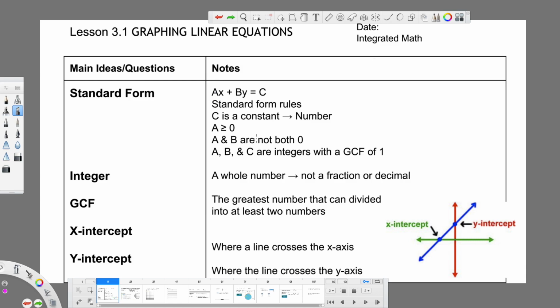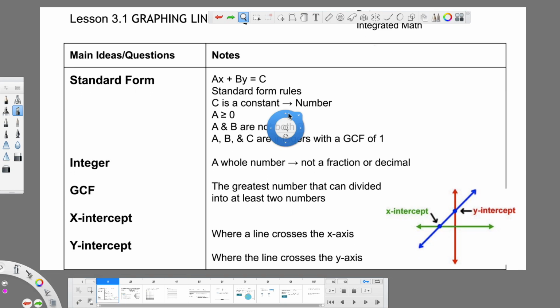Let's look down here. The next piece of notes on this page is about x-intercept and y-intercept. This is definitely important for graphing a line. We want to understand what intercept means. If you're a football fan at all, interception means that the other team caught the ball. Same kind of idea here, except we're talking about crossing a line.